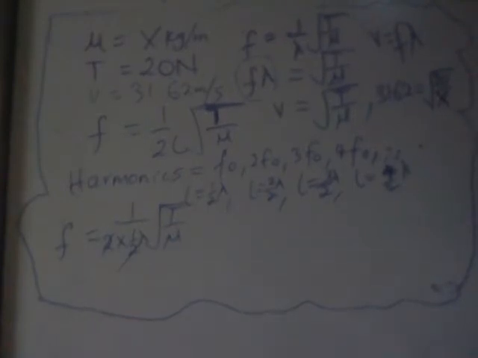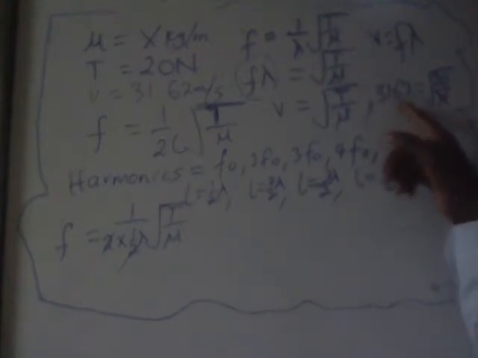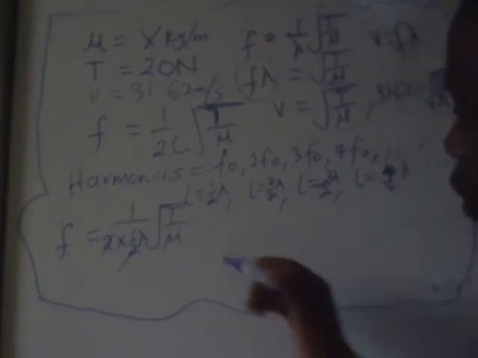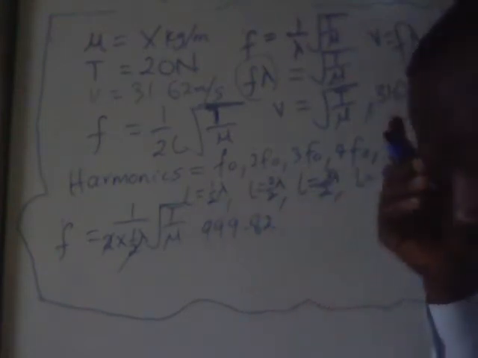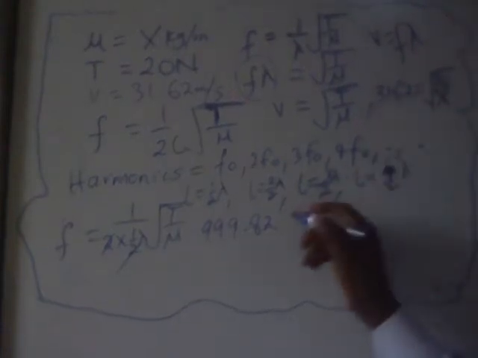We square both sides in order to remove the square root. Square both sides. 31.62 squared. Square it. That gives us 999.82. When you square this side like this, the square removes the square root.